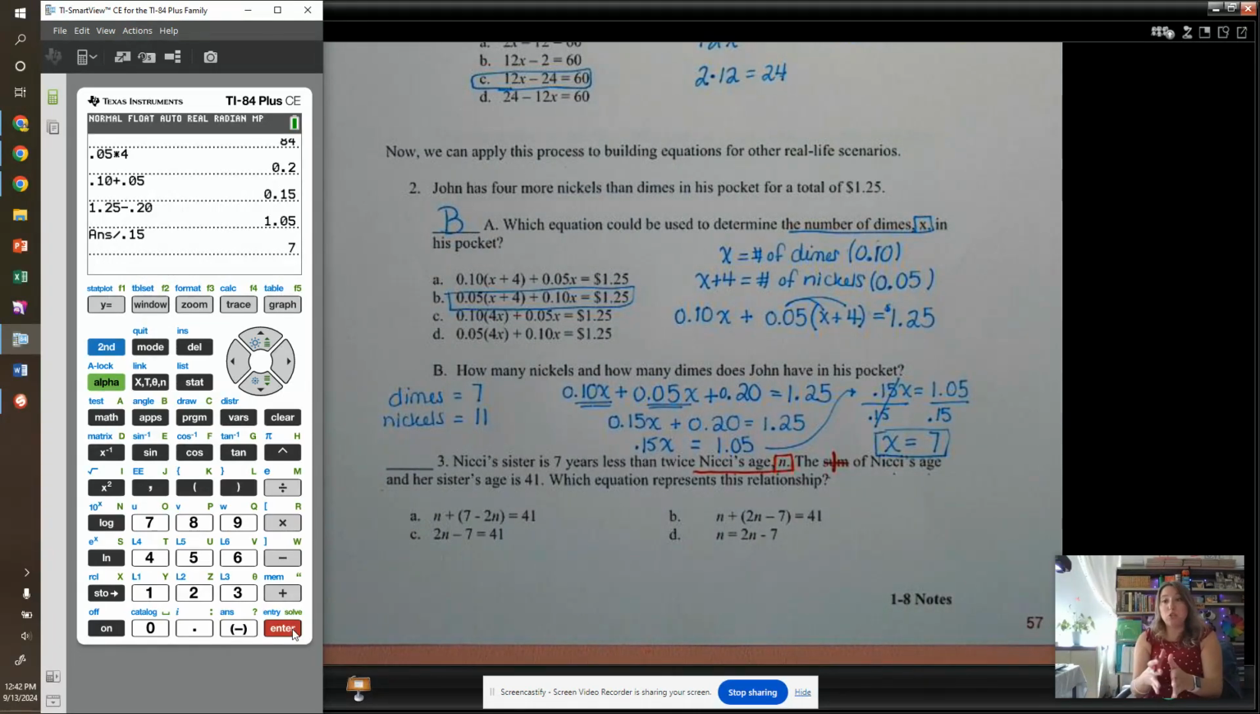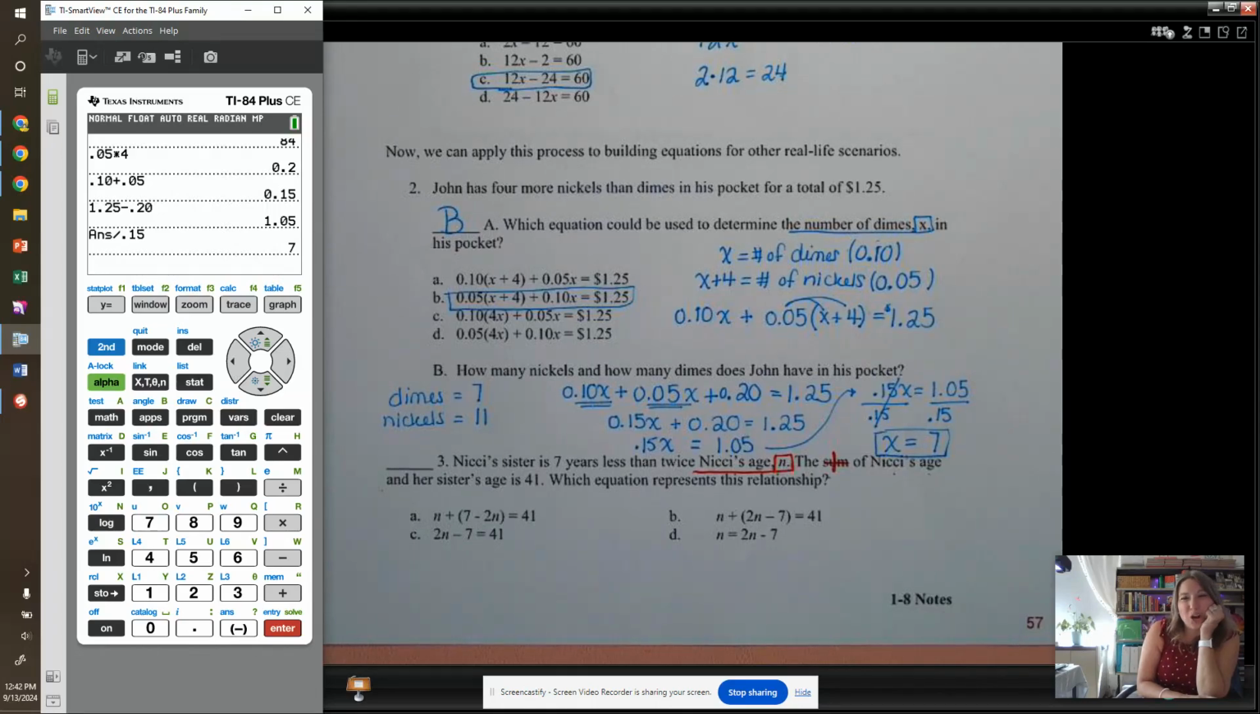My advice would be to build your own equation and then look at the multiple choices. But pause it here, take a sec to see if you can answer this one correctly, and when you unpause, we'll see what the correct answer was. Okay. Give it a try. I'll be right back.